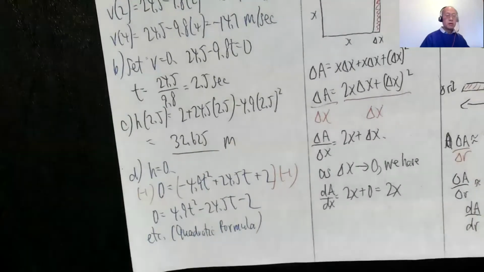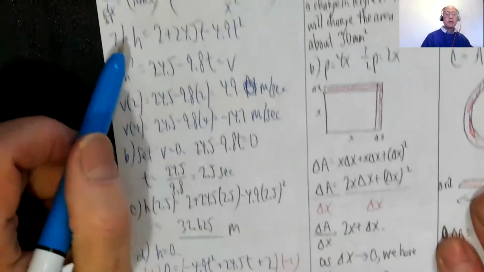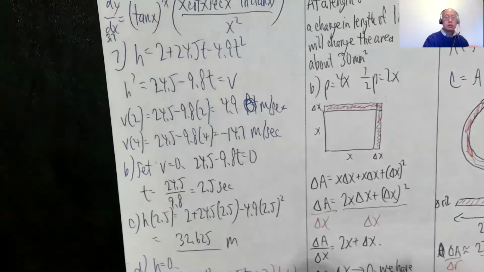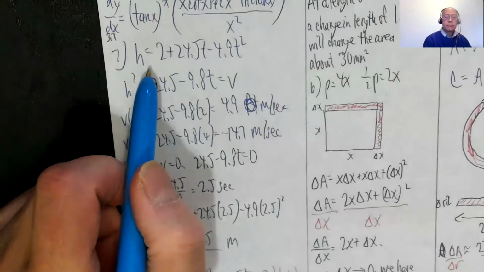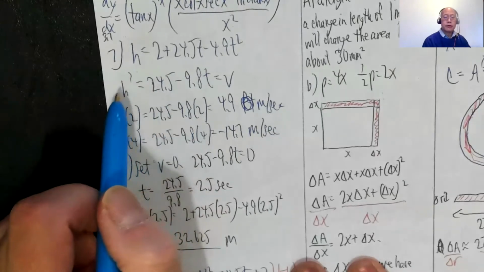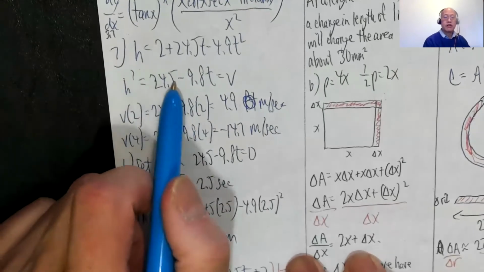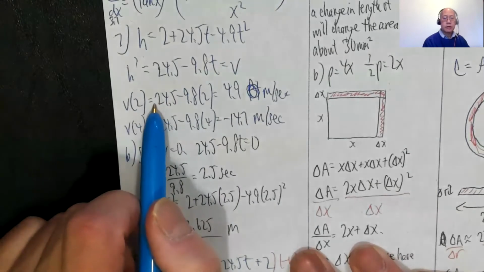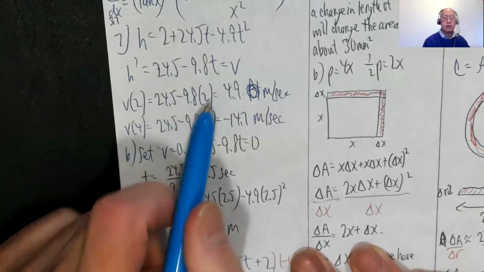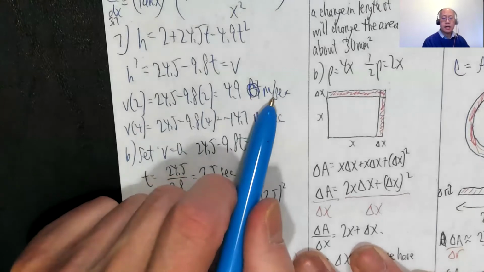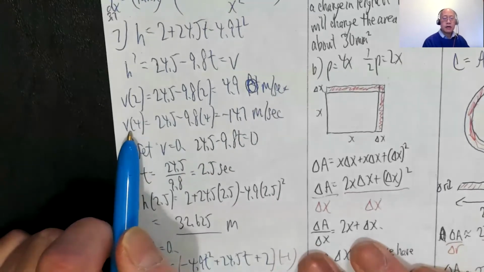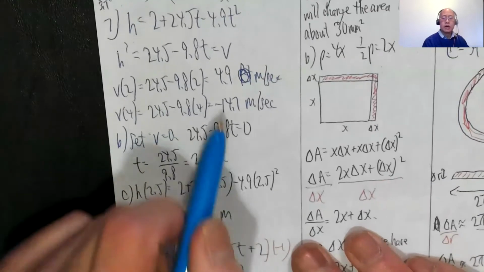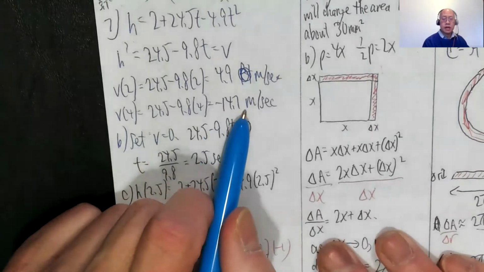All right, number 7. Total height is 2 plus 24.5 t minus 4.9 t squared. So that's a height function. The velocity is the first derivative, so h prime is 24.5 minus 9.8 t. The velocity at 2 seconds, just plug in 2, 24.5 minus 9.8 times 2, 4.9 meters per second in this case. The velocity after 4 seconds, plug in 4, 24.5 minus 9.8 times 4, negative 14.7 meters per second.